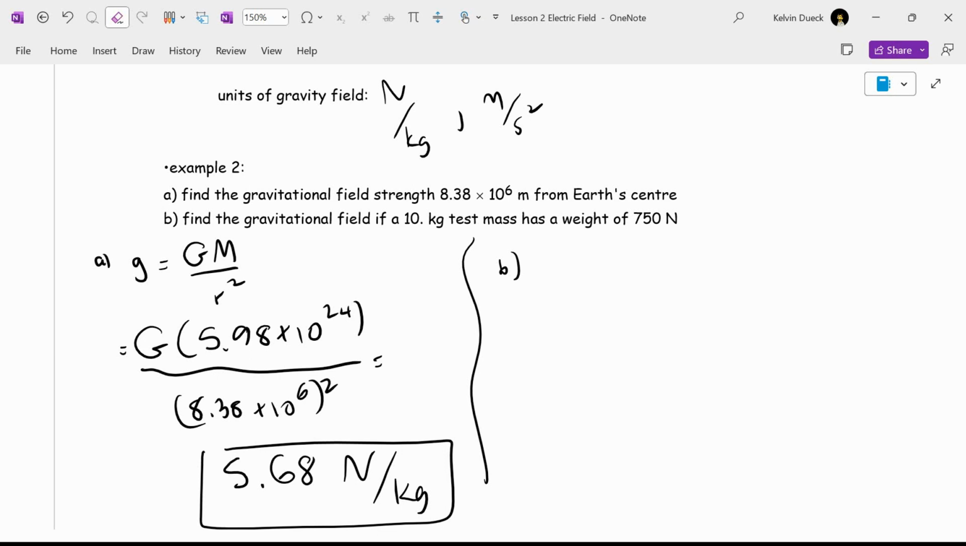Okay. What about for B? Notice they gave me a force and they gave me a test mass at that location, not the planet. I don't know big M. Well, now I'll find gravitational field strength by finding the gravitational force per kilogram. It's going to be 750 divided by 10. You might even be able to do that in your head.